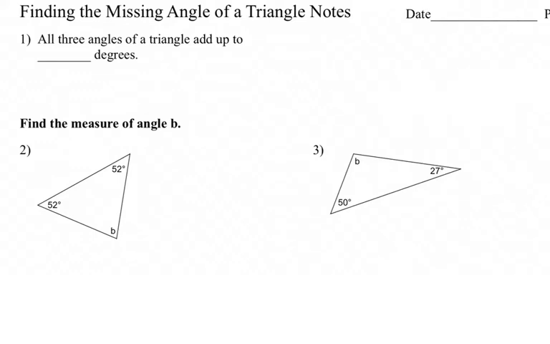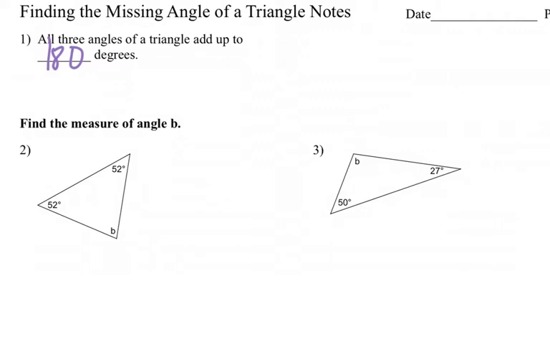So the first thing I need you to notice is that number one, this is our big rule for finding the missing angle of triangles. So all three angles of a triangle add up to 180 degrees. Okay, so we're going to use this in every single problem for this section.